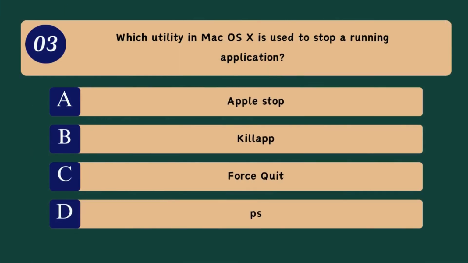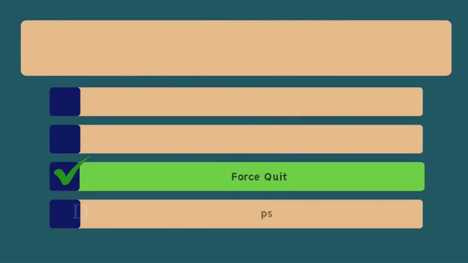Question 3. Which utility in Mac OS X is used to stop a running application? A. Apple Stop. B. Kill App. C. Force Quit. D. PS. Correct answer. C. Force Quit.